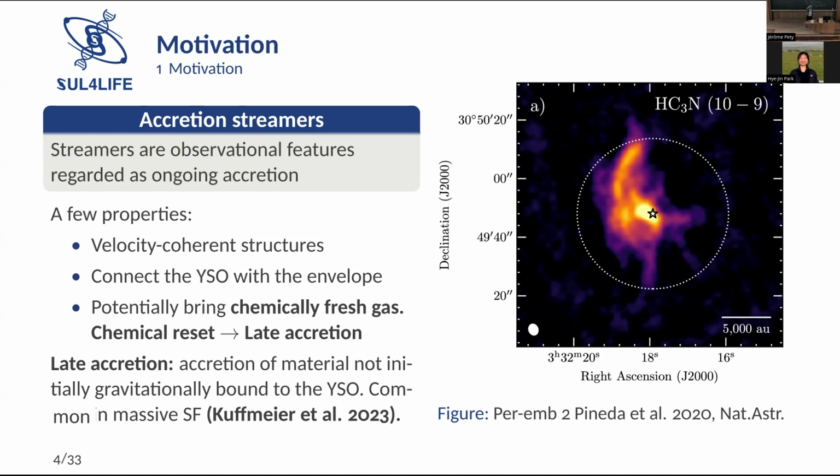In this context appears the concept of late accretion, as the accretion of gas that is not initially bound to the star, but after some time passes and the disk has changed a bit its physical properties, some gas that is regarded as fresh is accreted to the disk, and it may change its chemical abundance.